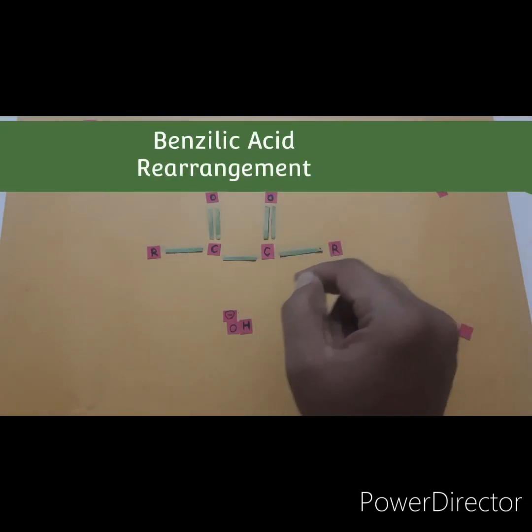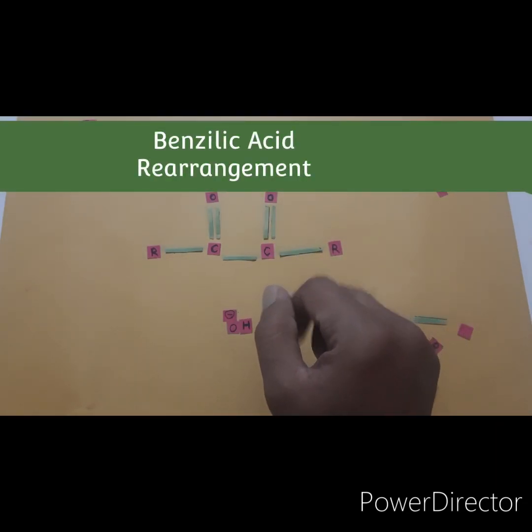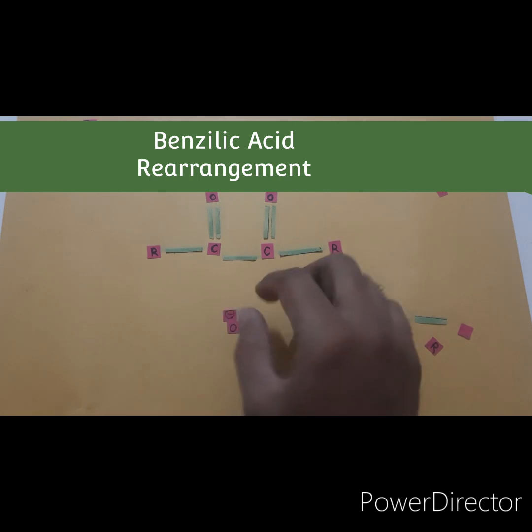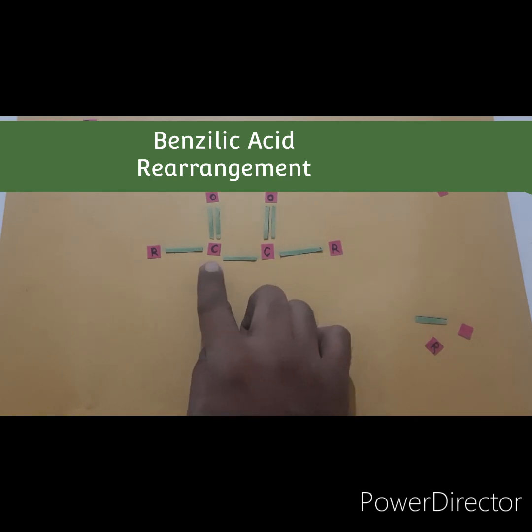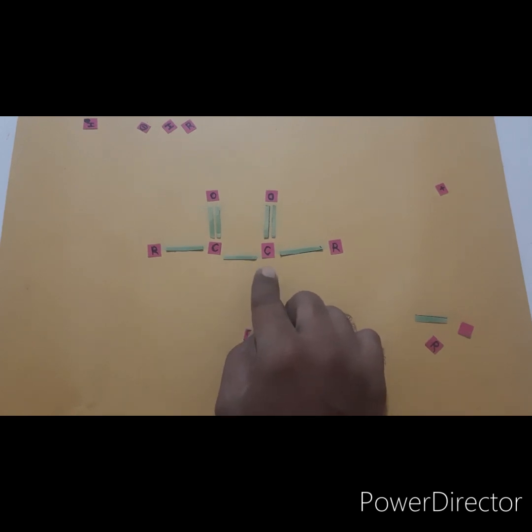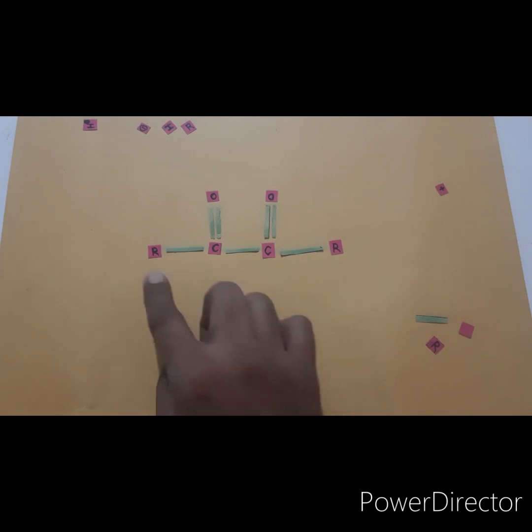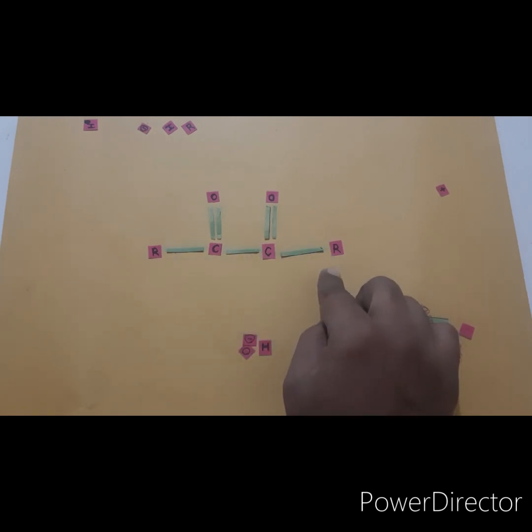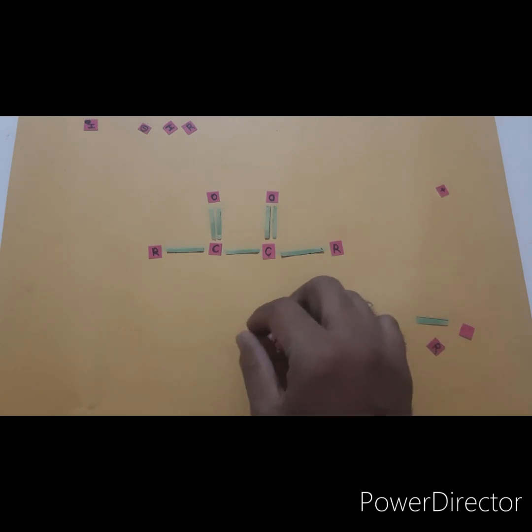The reaction we are seeing is the benzilic acid rearrangement. For this, the starting compound is a diketone. You can see the carbonyl carbon here, and this is the second carbonyl carbon. They are directly connected. These are the other groups. The R group may be any alkyl, ethyl or any aromatic group.